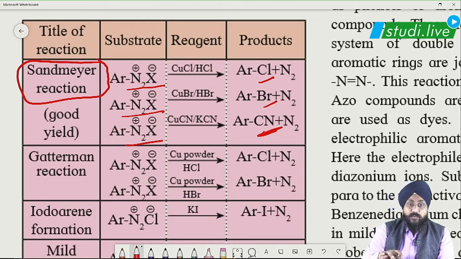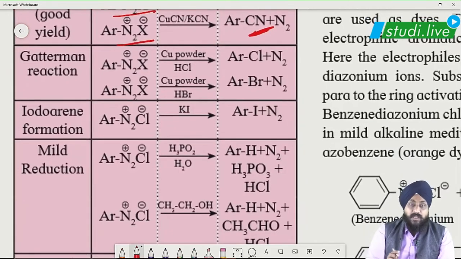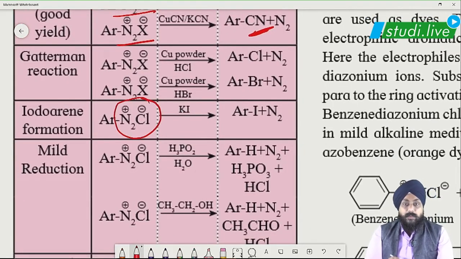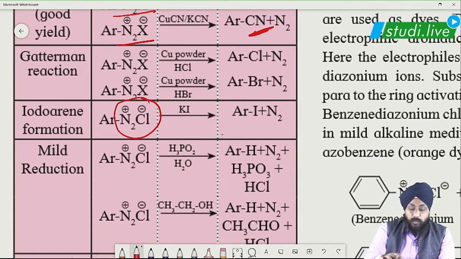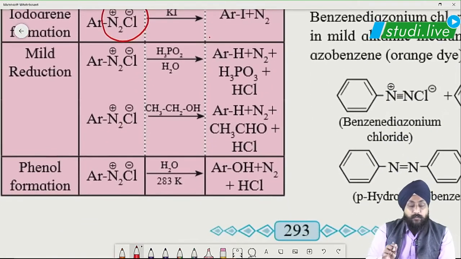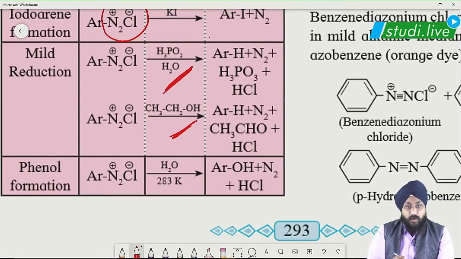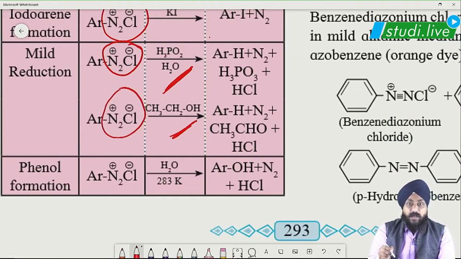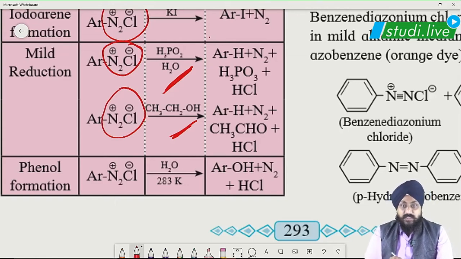HBr. Now students, if you want to form iodoarene, you are going to heat it with potassium iodide. So this will be replaced by I. If you want to replace diazonium group by H, you are going to treat it with hypophosphorous acid, or ethanol. What is going to happen? This group will be replaced by H, and what you are going to get? You are going to get arene along with byproduct like H3PO3. Okay, and here the byproduct is going to be your acetaldehyde.